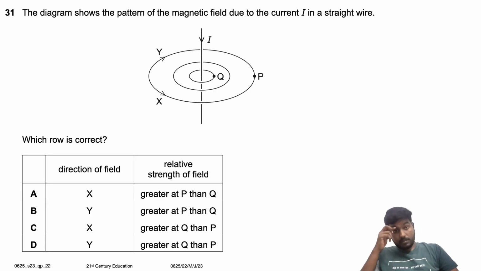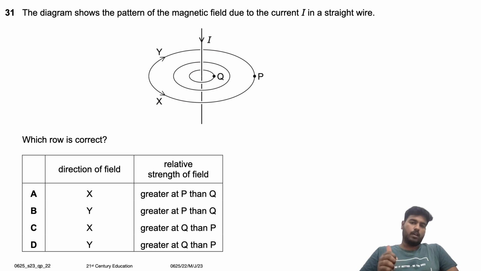The diagram shows the pattern of magnetic field due to the current I in a straight wire. Which row is correct? We have to find the direction of the field and the relative strength of the field. Obviously, the relative strength at Q is higher than at P because Q is nearer to the wire. So greater at Q than P.